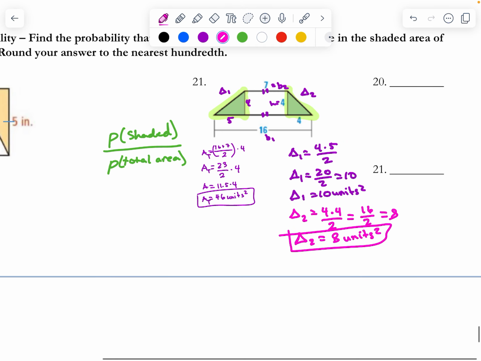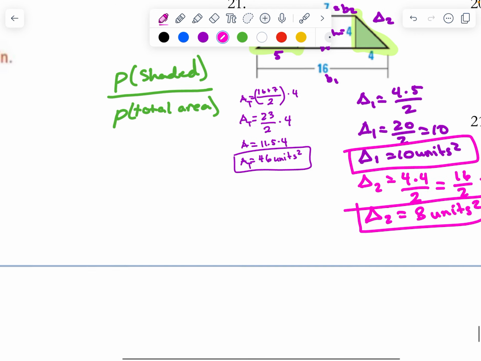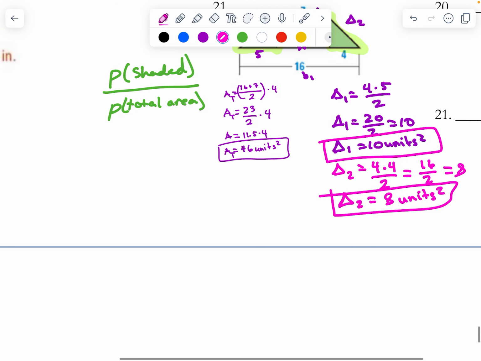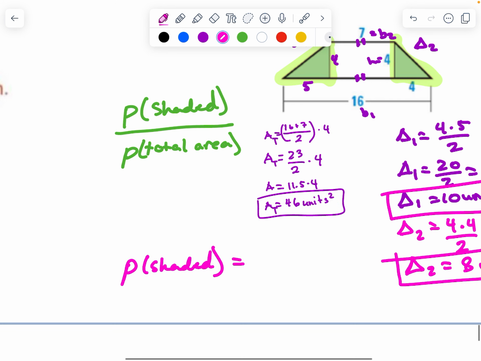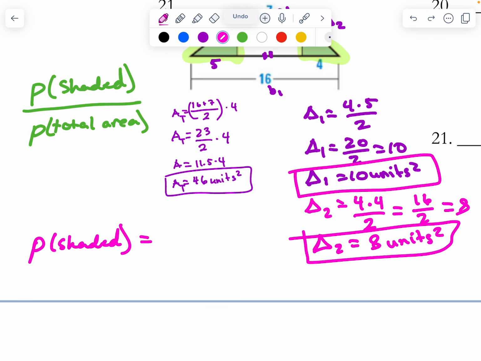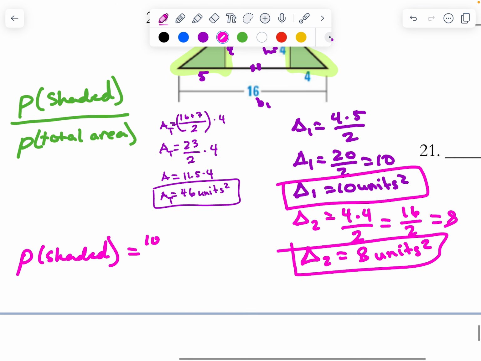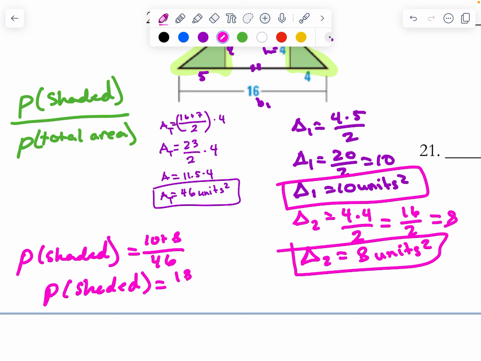Sweet. So I found both. I found my first area, my second area. So if I want the area of the shaded, that means the total probability of being shaded, and this is what I want, is going to equal, well, what's the probability that it hits the shaded? Well, it's the shaded portion over the total area. So we're going to go ahead and just do 10 plus 8 over 46. So the probability of the shaded is equal to 18 over 46, which, when I put it in my calculator and hit math frac, I get 9 over 23.